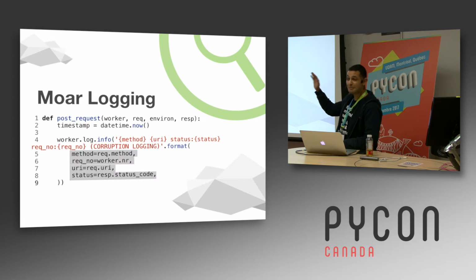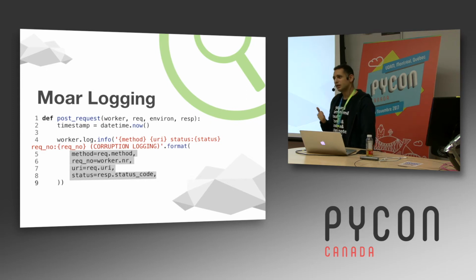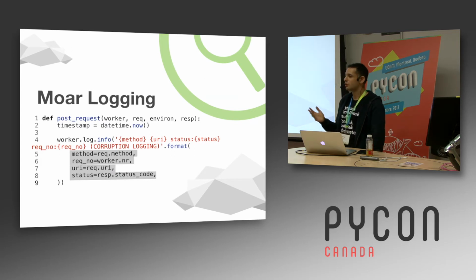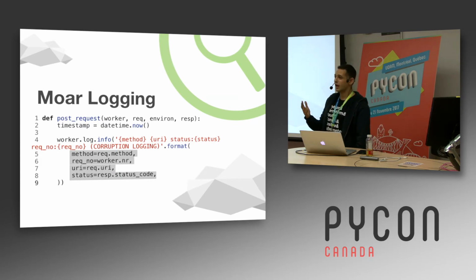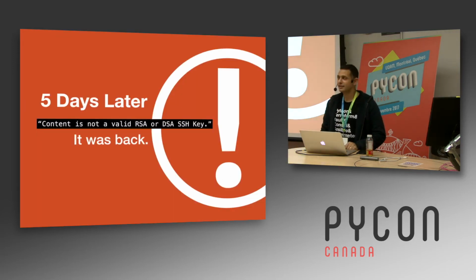We logged things like the method that it was used, like a get or post, the URI, and the status code, and we also threw in the number of requests that particular worker handled, because who knows what it could be, right? Maybe there's some critical number of requests that this Gunicorn hits, and it just blows up. I don't know. We don't know. Did the waiting game, and it came back.